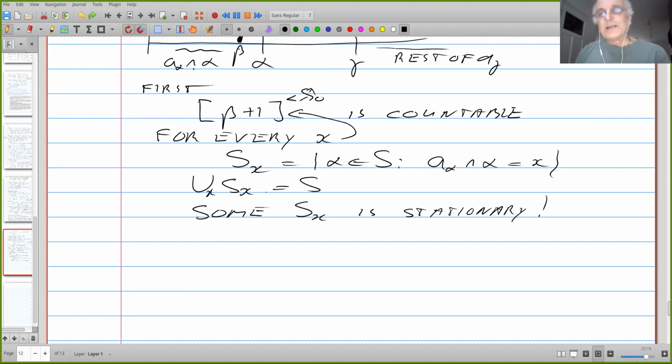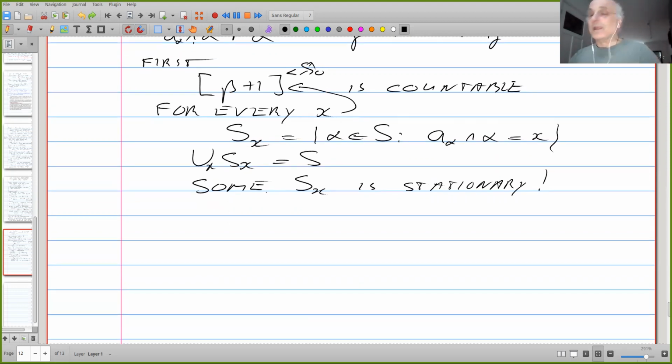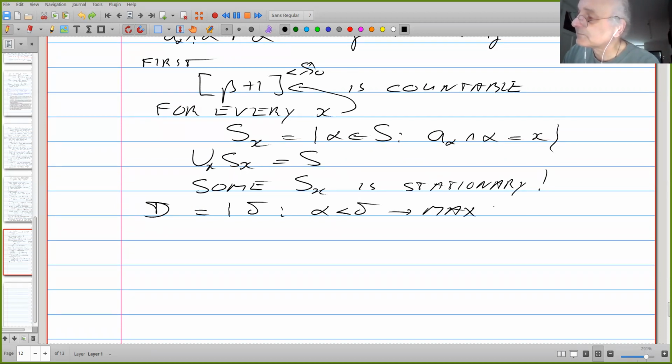We have countably many things. We have split the stationary set into countably many pieces. One of the pieces has to be stationary. Okay, next, we take a club set. This is a closed unbounded set.